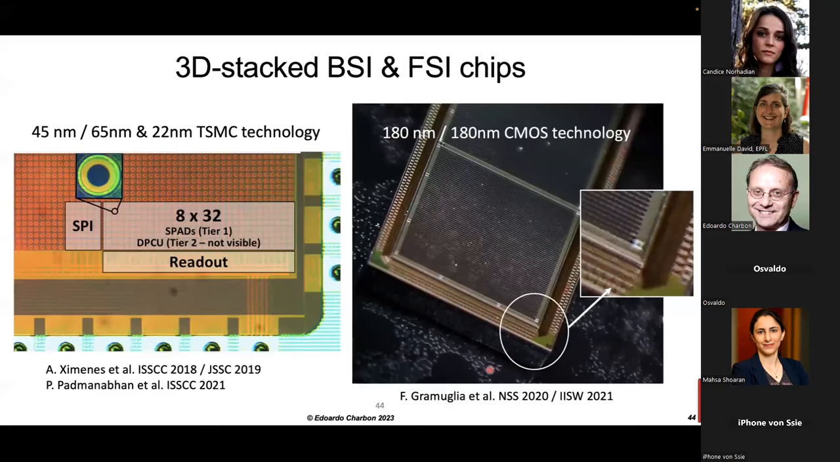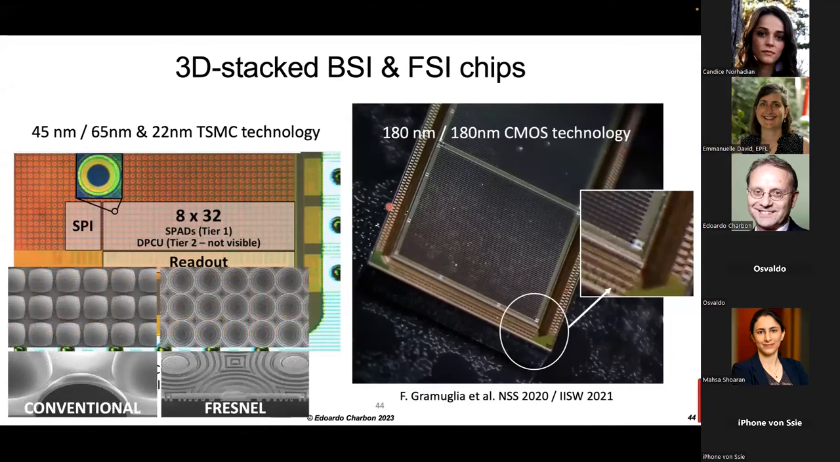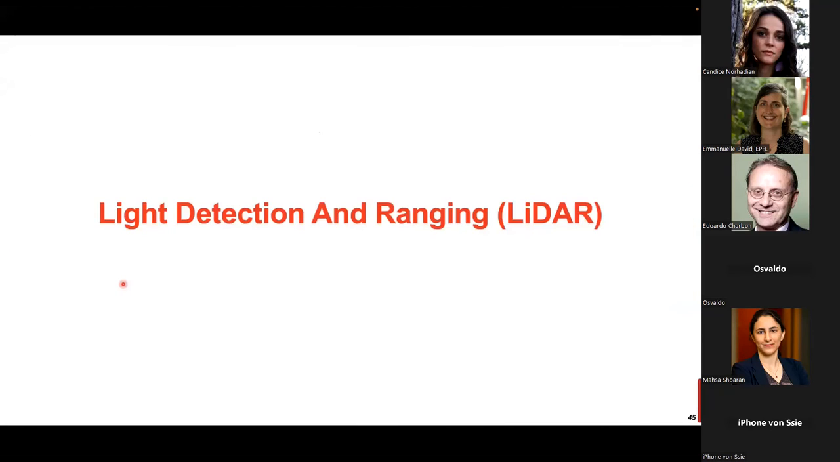the capability of connecting through pads at the bottom. If you're using BSI or FSI, you can put micro lenses on top of it. These are examples of micro lenses on top of the TSMC chip to increase fill factor.